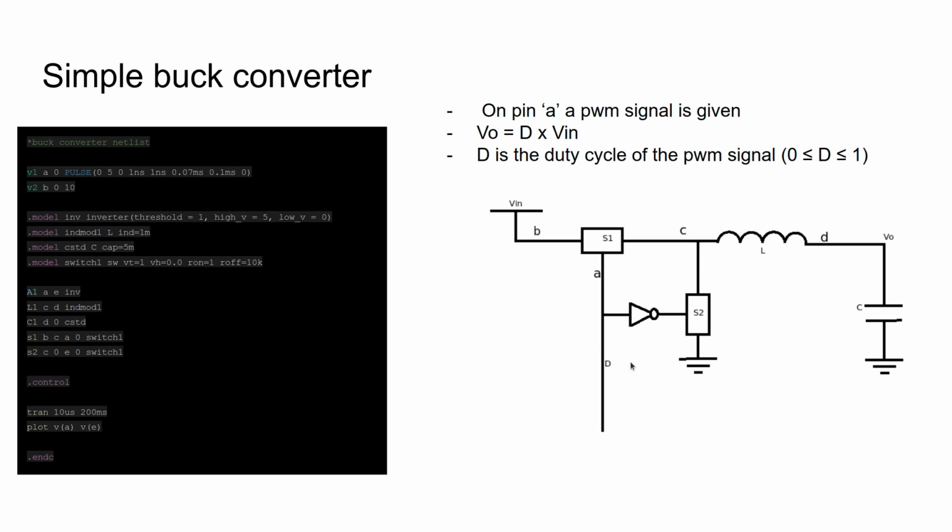So the inverter is here. This is essentially to make sure that these two switches turn on and off in complementary mode. So when S1 is on, S2 will be off, and when S2 is on, S1 will be off. That's the basic functioning of a buck converter. And this defines that A1 is the inverter model which is connected between the A and E node. So this node is A, it's not mentioned here, but this is the E node.